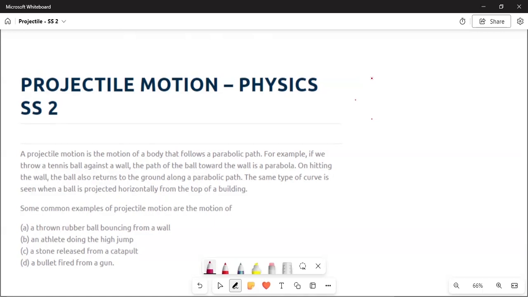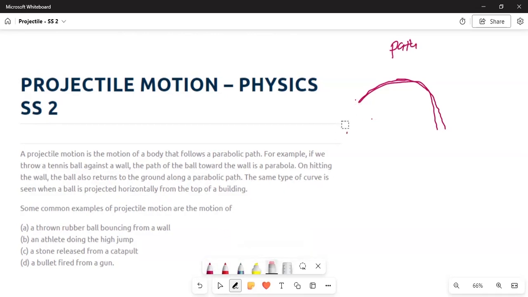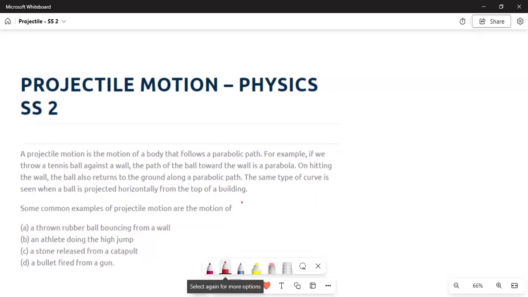By parabolic path, I mean, in layman's language, a curved path. So if something describes this type of curve when it is moving, that is an object that moves up, gets to a certain height, and then comes back to the ground. If the motion traces this type of path, then the motion of such an object is described as projectile motion. That is, whenever an object moves in a curved, parabolic path, it is describing projectile motion.